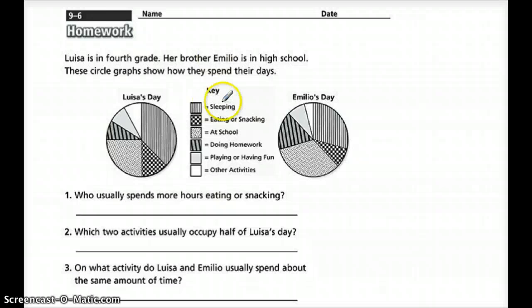Alright, so we have Luisa is in 4th grade. Her brother Emilio is in high school. These graphs show how they spend their day. So the part with the sleeping has stripes. So this would be her sleeping. And this is Emilio's sleeping. So instead of having colors, you have patterns. You're going to compare these.